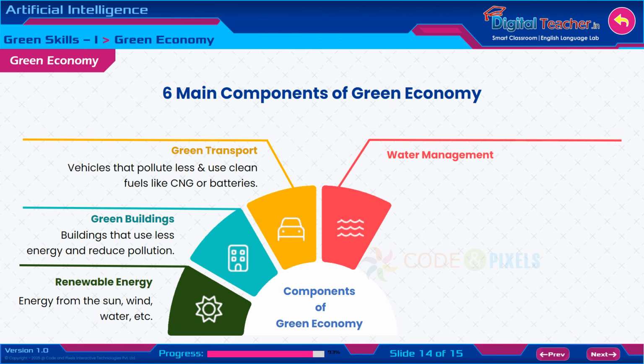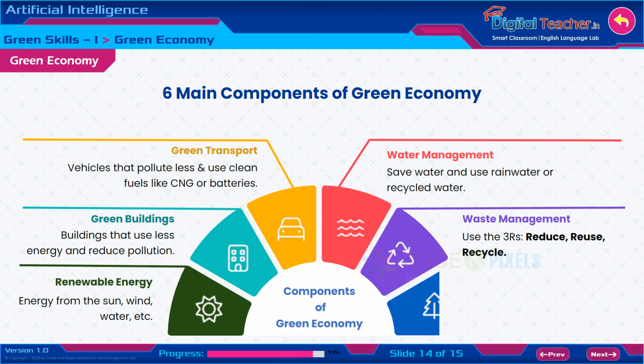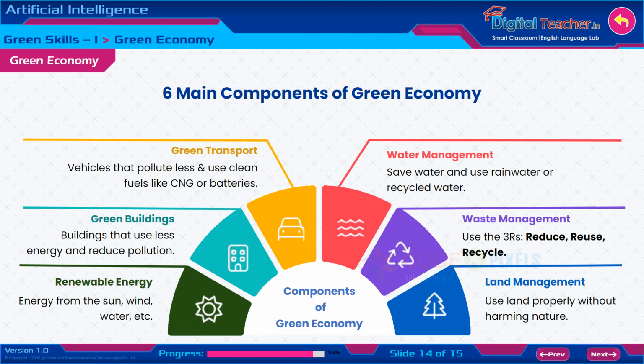Water management: save water and use rainwater or recycled water. Waste management: use the 3Rs: reduce, reuse, recycle. Land management: use land properly without harming nature.